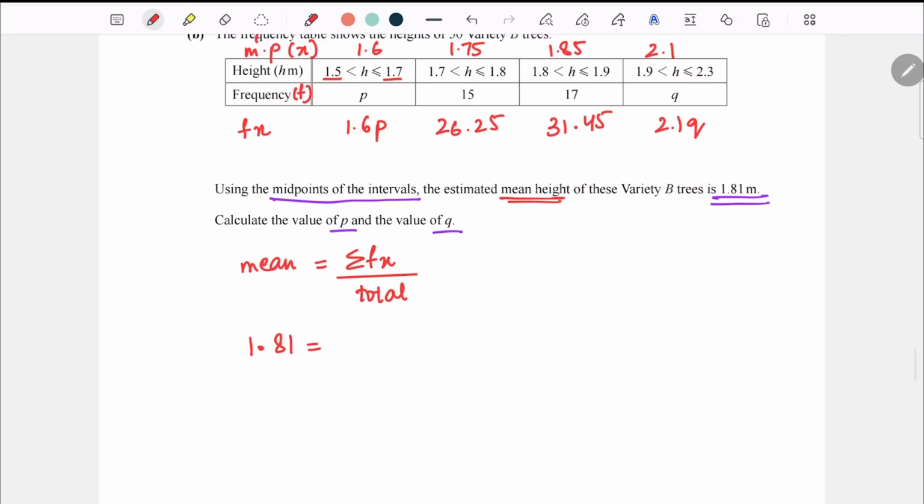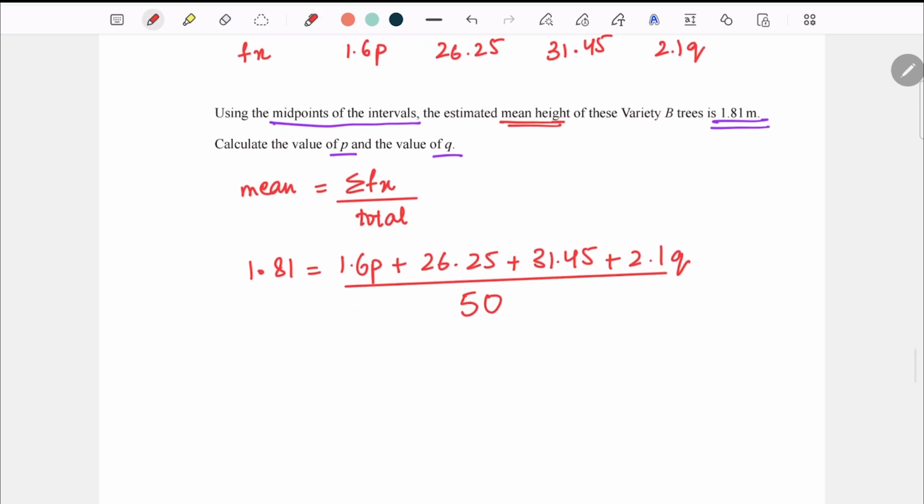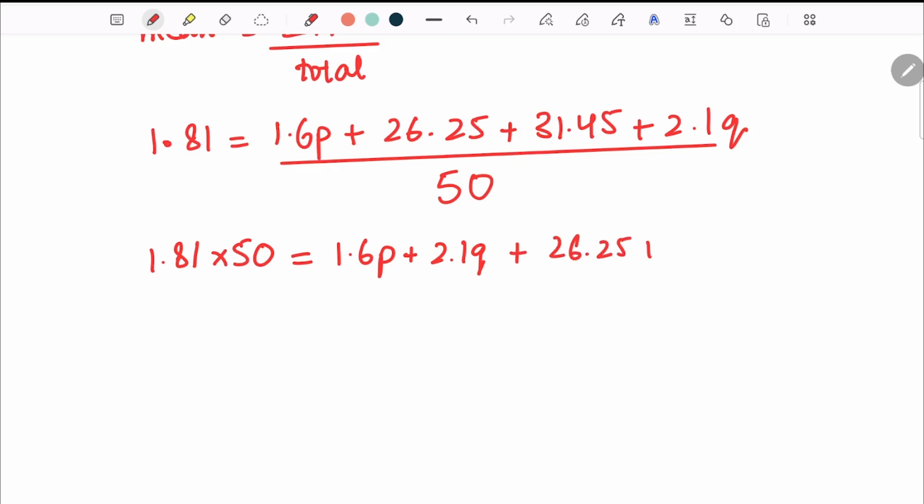1.81 is equal to the sum of fx, that is 1.6p plus 26.25 plus 31.45 plus 2.1q, divided by the total. The total given in the question was 50. Now I'm going to solve this. 1.81 into 50 is equal to 1.6p plus 2.1q plus 26.25 plus 31.45.